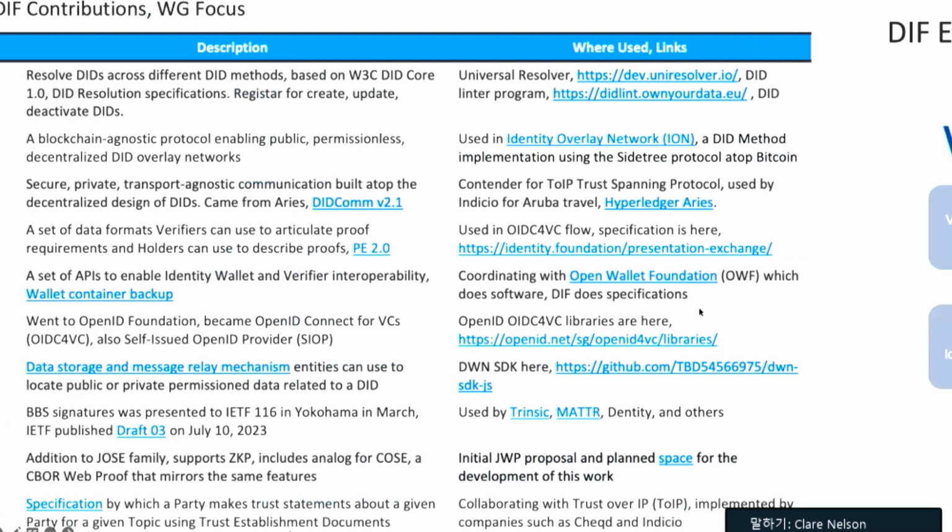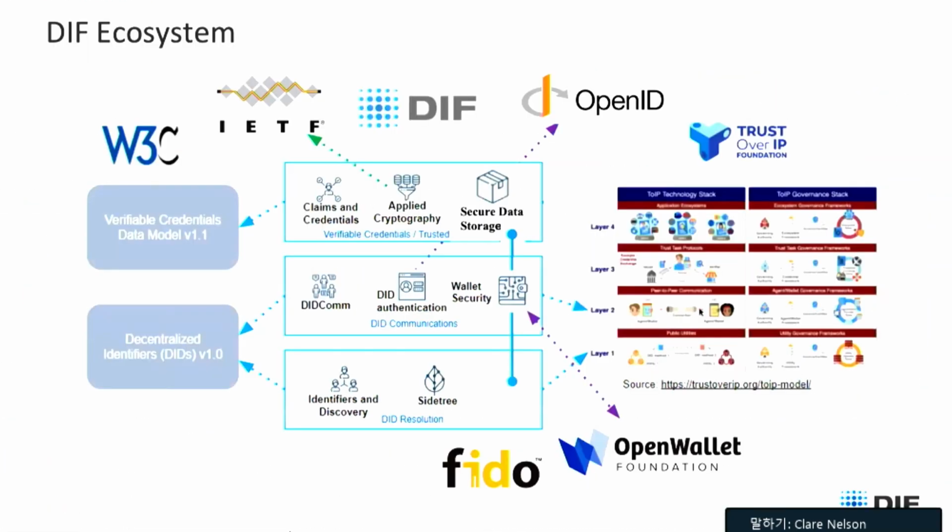So this slide is very important. If you take away one thing, this is very important to learn that DIF does not exist alone. DIF works very closely with many other organizations in this ecosystem. And I mentioned W3C, they created the specifications for VCs and DIDs. And IETF, that's where the applied cryptography, the work on zero-knowledge proofs or BBS signatures has gone. OpenID Foundation, a lot of their work is based on work that started or was incubated at DIF.